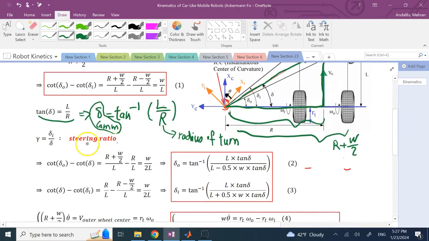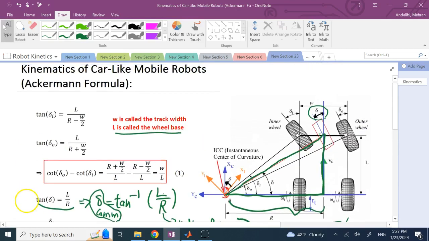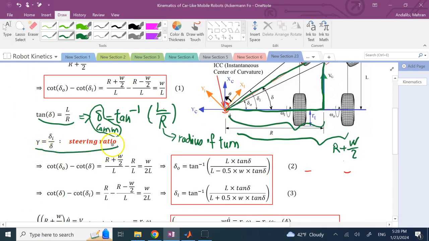And another technical term I just wanted to let you know: the ratio of delta I. Remember, delta I is bigger than delta, and delta is bigger than delta O. The ratio of this delta I over delta, the steering of the inner wheel to the command, we call gamma, or the steering ratio. So just wanted you to know about that.